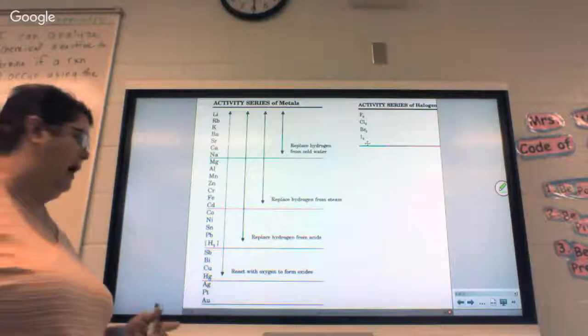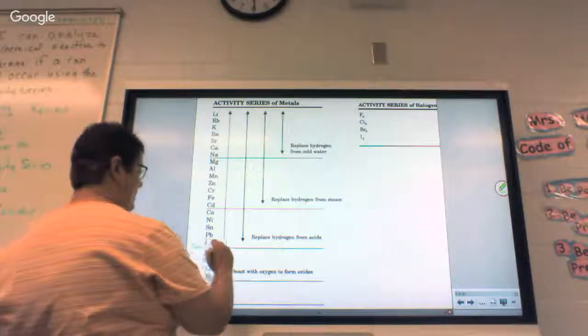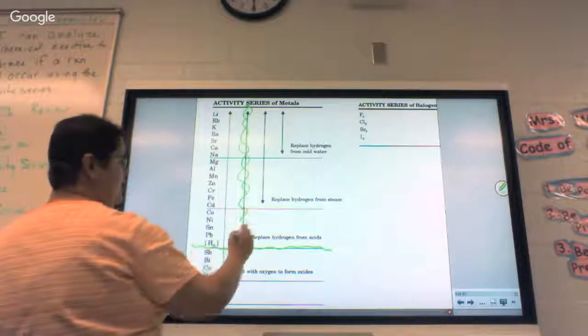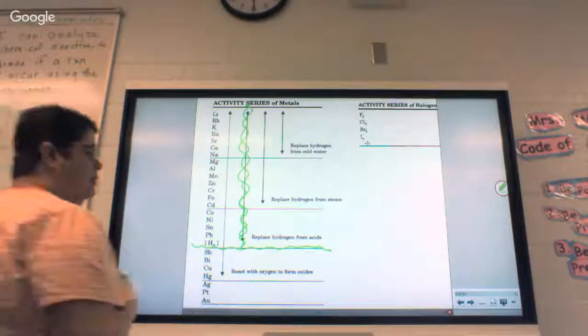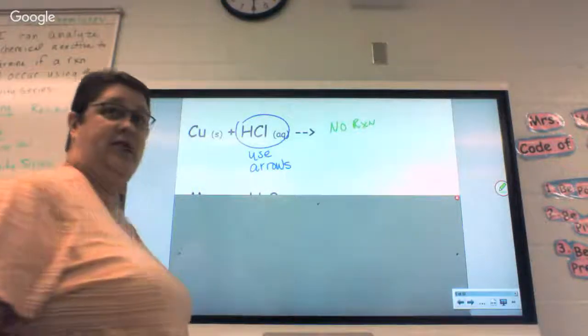Everybody else with us? Okay, so we just said copper plus an acid, right? So an acid is everything in this range. So is copper in that range? No. So here, we're going to write what then? No reaction. It doesn't occur.